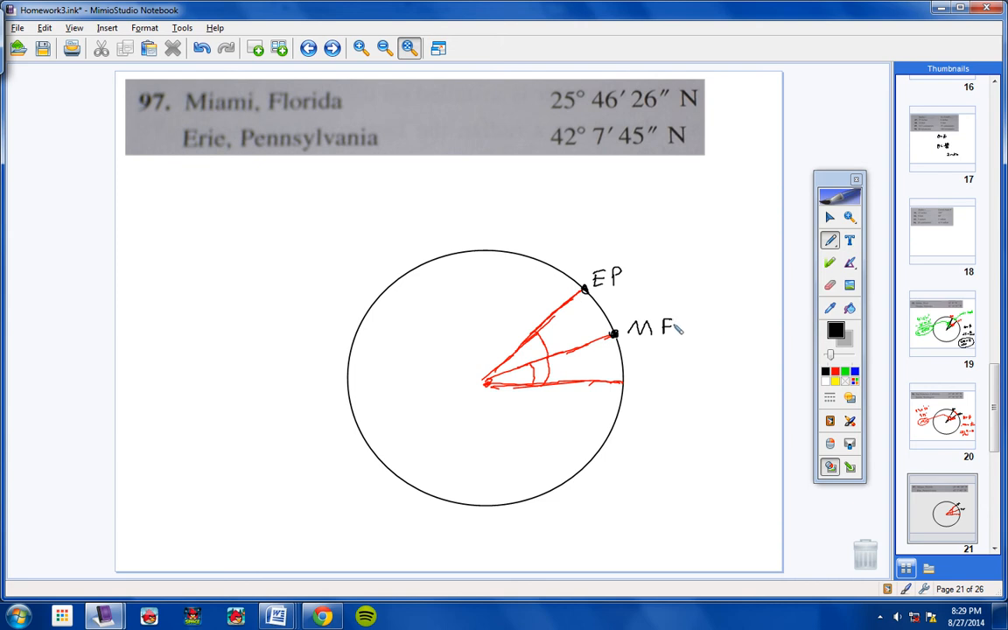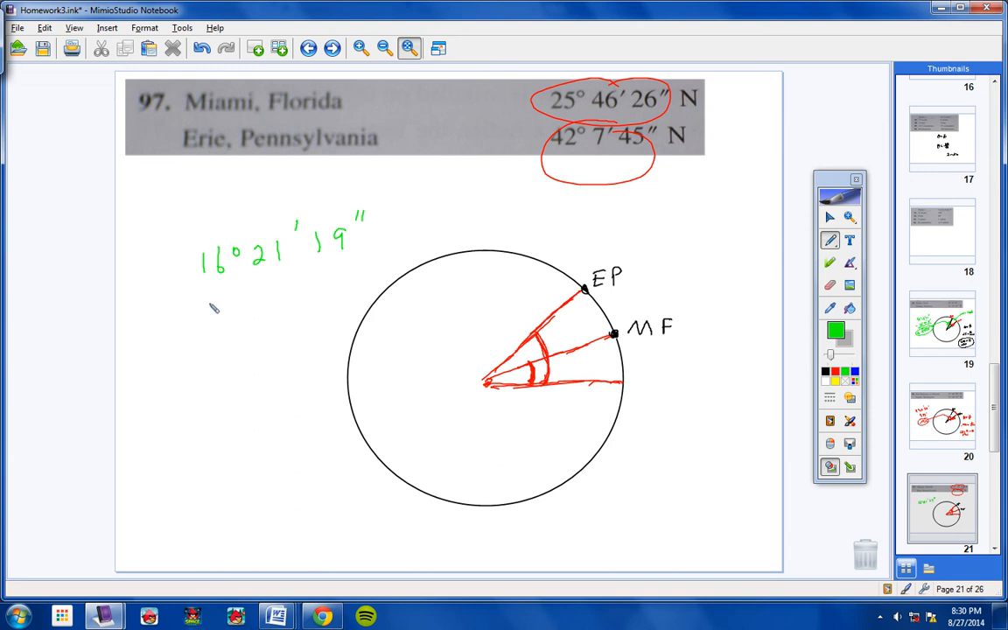All right. So we know, now watch carefully. We know from here to here is approximately 25 degrees, and from here to here is approximately 42. So we're going to subtract these two so we can find out this little angle right here. Okay. So here we go. If you subtract these two, you will get 16 degrees, 21 minutes, and 19 seconds. I'm not going to convert that to degrees. You know how to do that.